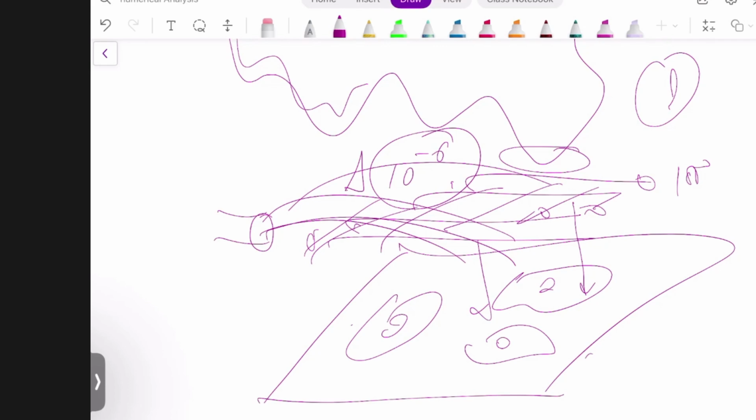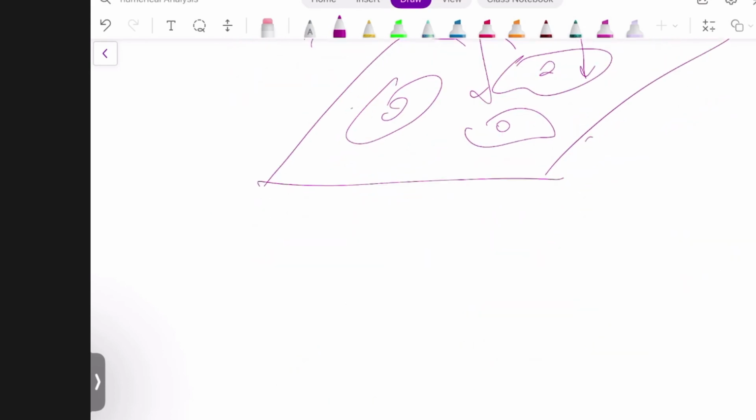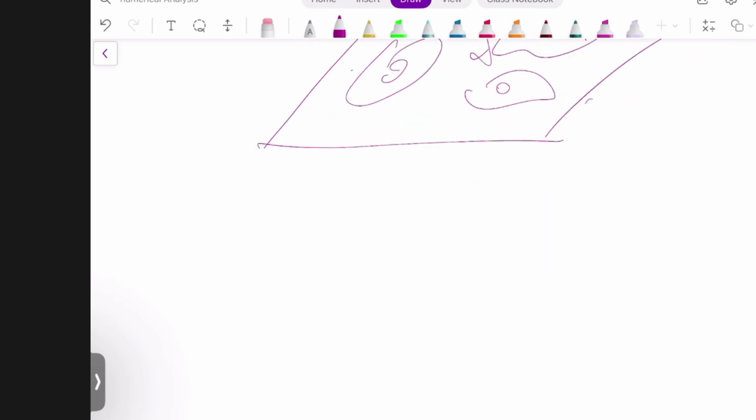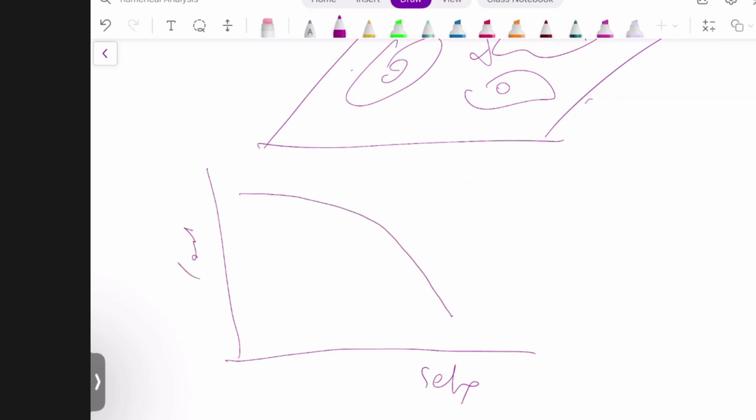Remember that in gradient descent, as we approach the solution, the step size becomes smaller and smaller. The same thing here. As the step size becomes smaller and smaller, the accepted length of jump becomes smaller. So this is how it works.